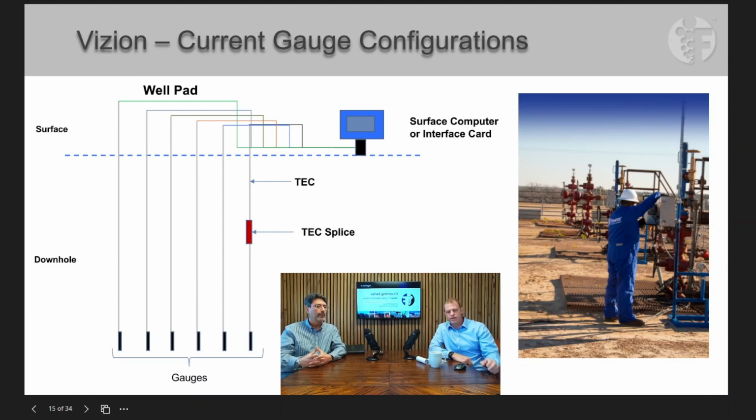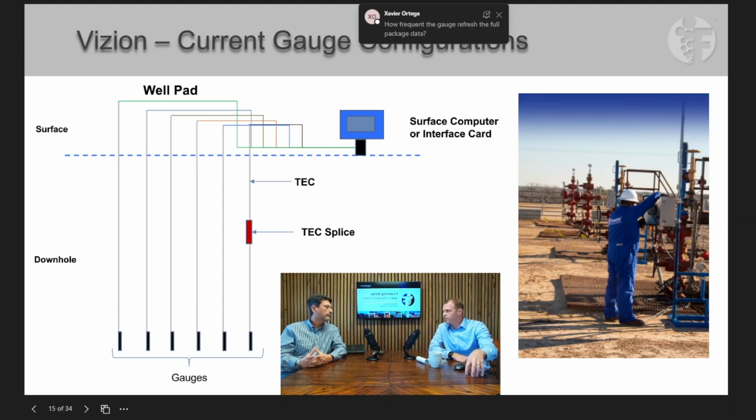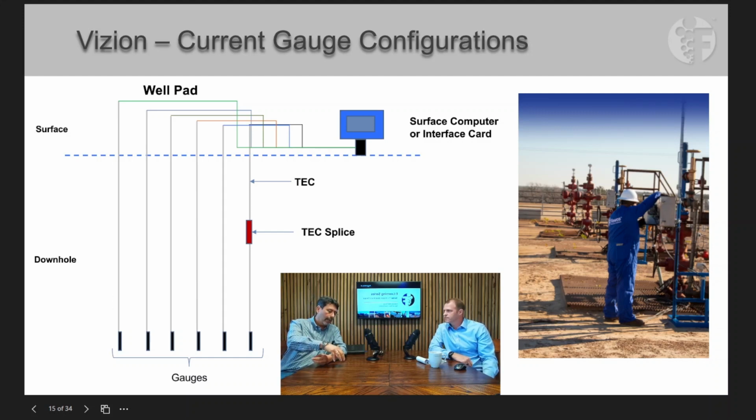Okay. Correct. And with that, do you need to have that interface card and computer for every single gauge? Because a lot of times we'll see pad applications where they have multiple gauges on a pad. Do you have to have that individual interface card and computer for each one of the gauges? The short answer to that is no.